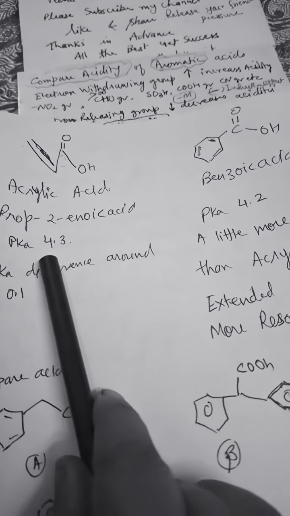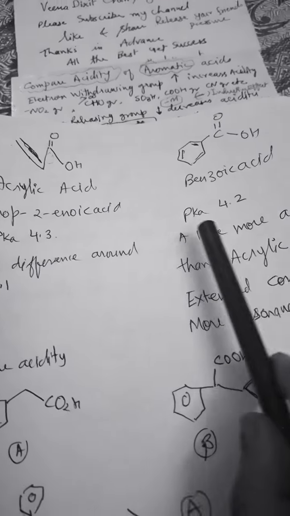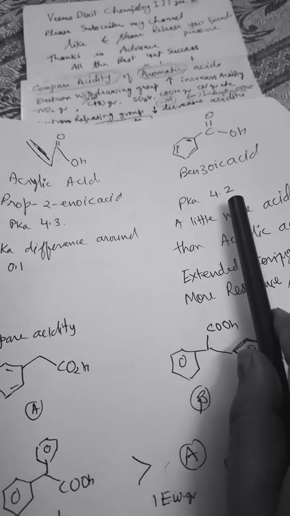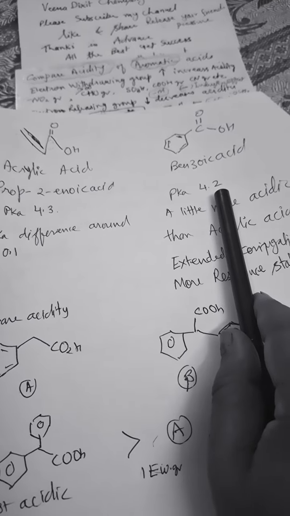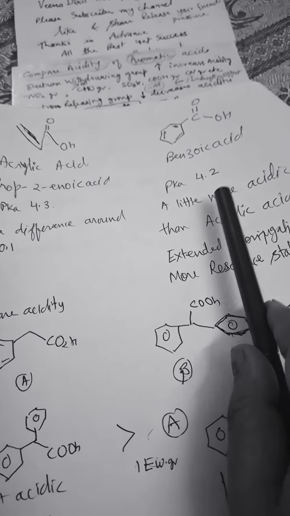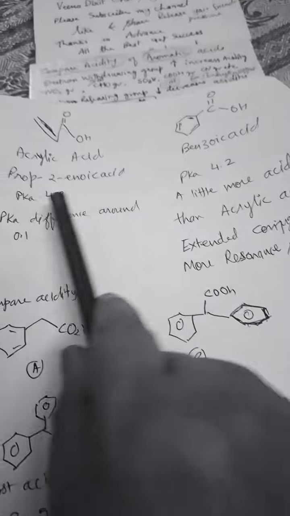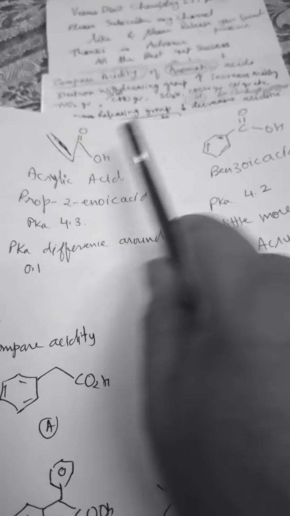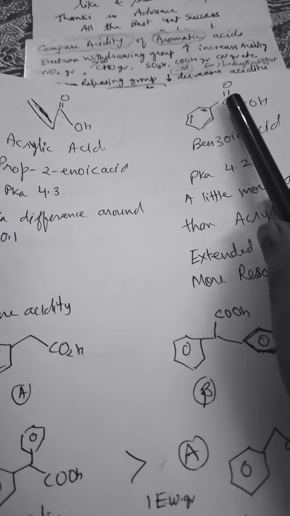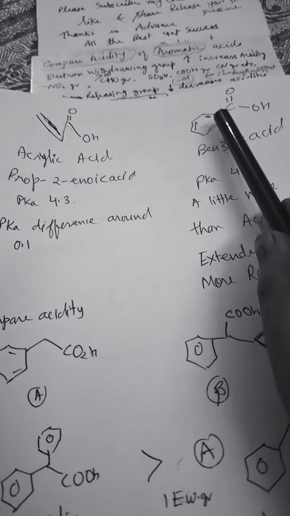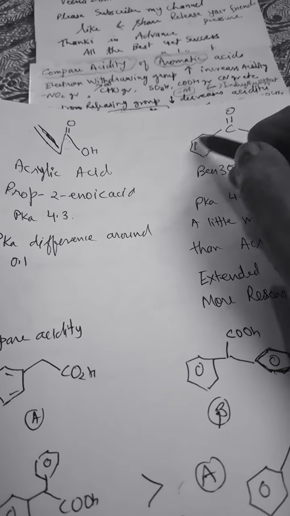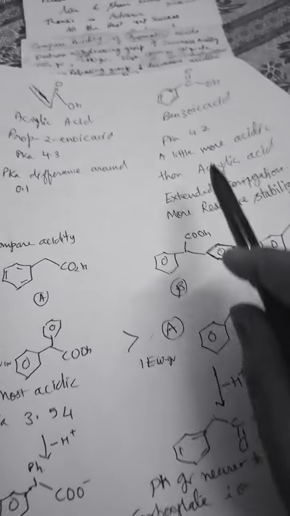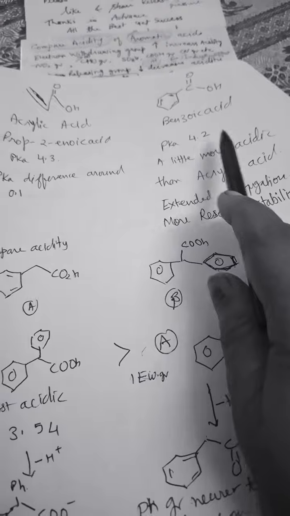So the pK value we see: this is pK 4.3 and this is having 4.2. The lesser the pK value, the larger the Ka, and the more the acidity. So it is a little more acidic as compared to acrylic acid. Why is it so? Because both of them have resonance, but here extended resonance is there because of the pi electrons delocalized between this carboxylate ion and this aromatic ring. So it has a little higher acidity.